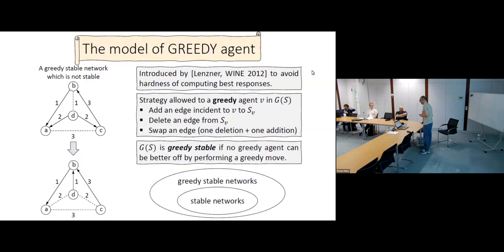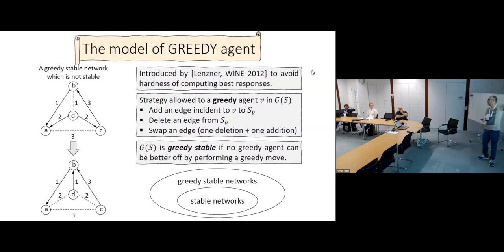introduced at the beginning of my talk, which basically means that if a network is stable according to the concept of selfish agent, it is also stable according to the model of a greedy agent. And in this case, we say that the network is also greedy stable if it is stable according to the model of a greedy agent. The converse is not true in general, because there might be greedy stable networks that are not stable.